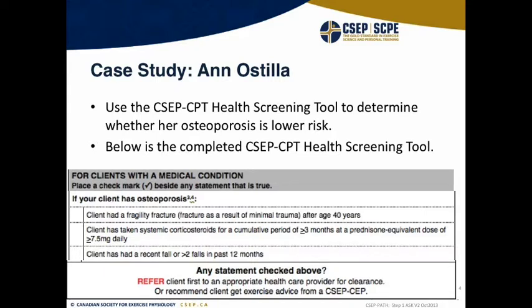So let's assume you asked Anne about whether or not she had a fragility fracture, if she'd been prescribed systemic corticosteroids like prednisone, or if she had any recent falls or had more than 2 falls in the past 12 months. And she answered no to each of those questions. So you wouldn't have any check marks in the boxes because she answered no.